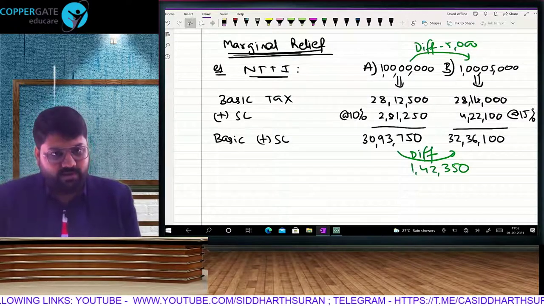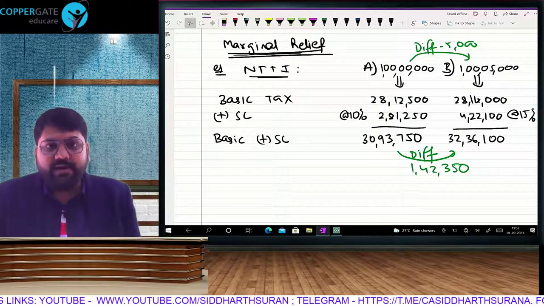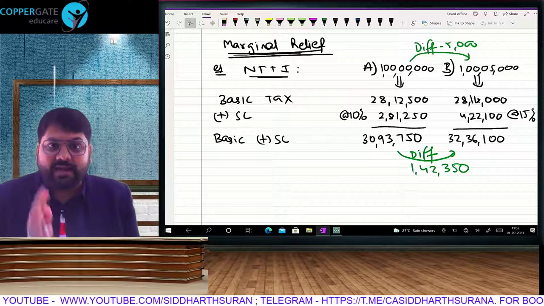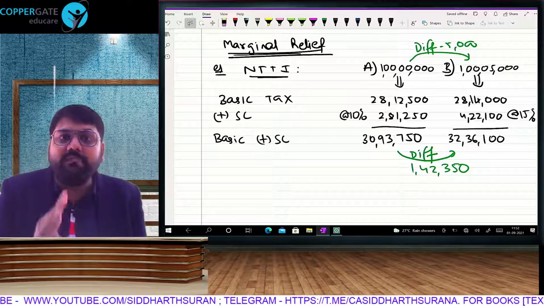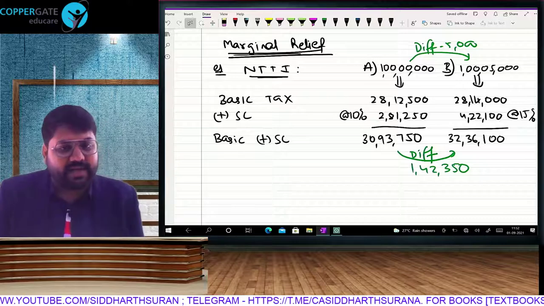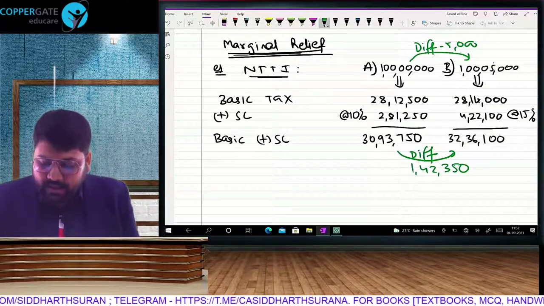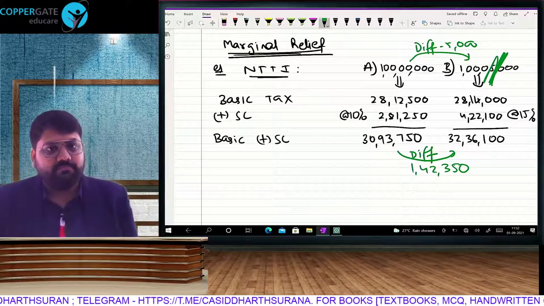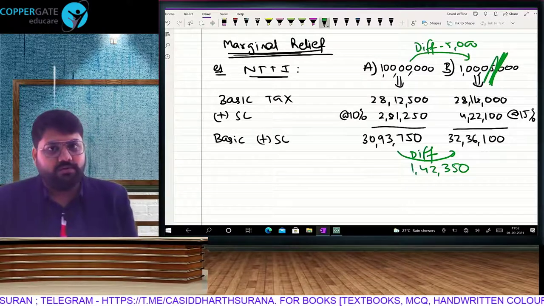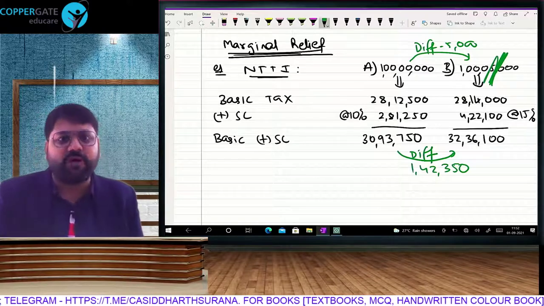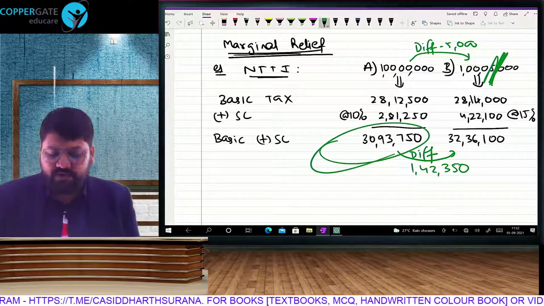Difference in income? 5,000. And difference in tax 142,350. That means, can I say you are making B pay extra tax of 142,350 only because of 5,000? Do one thing, remove this 5,000 from B's income. Then B's income will become 1 crore. This will be the tax.